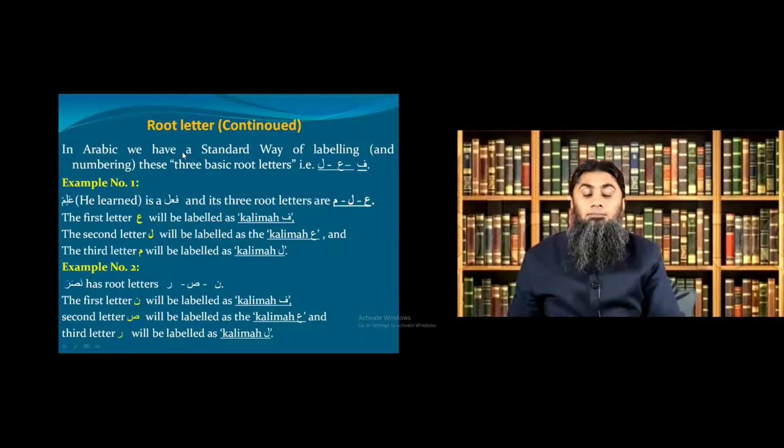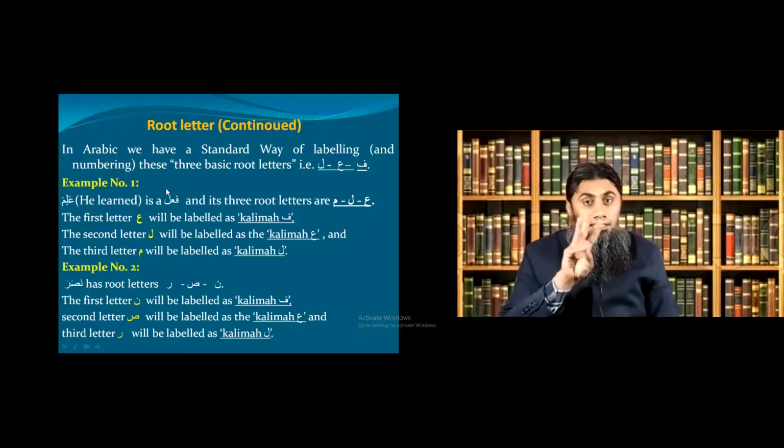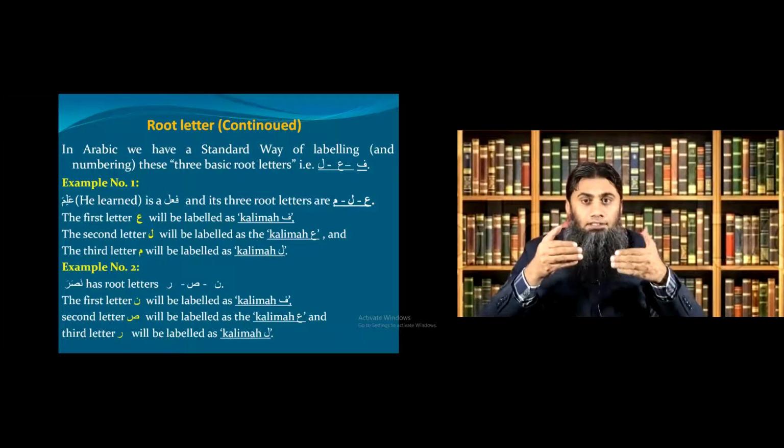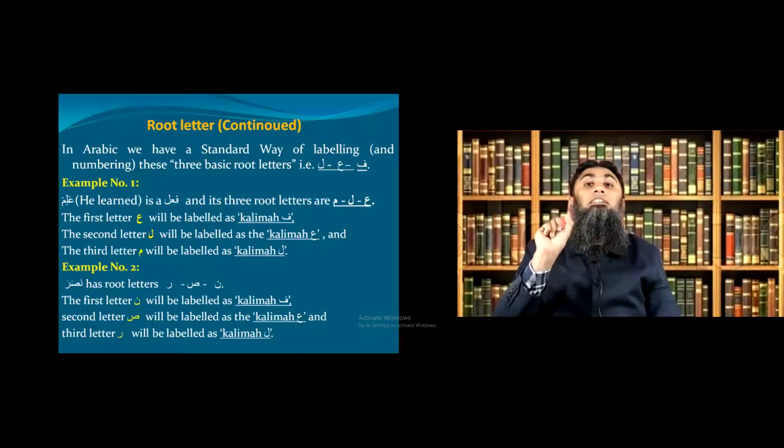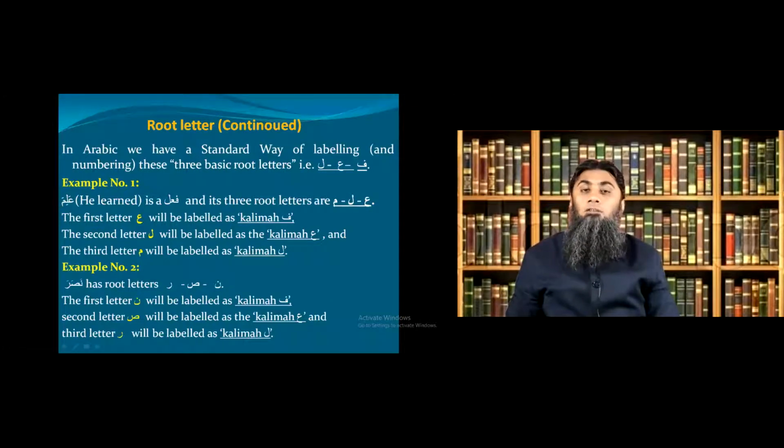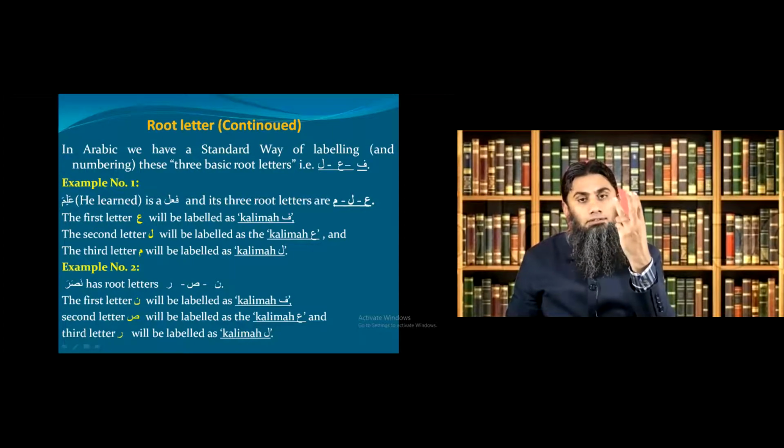Now, still the same thing, root letters. For these three root letters in Arabic language, we have a standard labeling. And that labeling is, as you can see on the screen, fa, ain, lam, which means that the first root letter will be labeled as kalima fa, the second root letter will be labeled as kalima ain, and the third root letter will be labeled as kalima lam. Fa, ain, and lam are the standard labels for the three root letters.